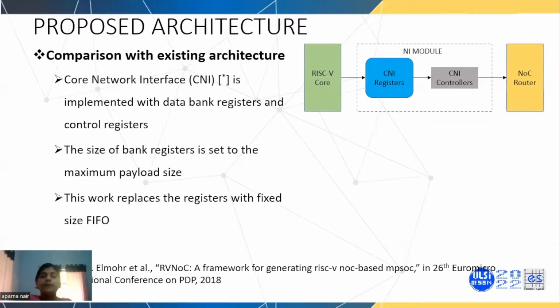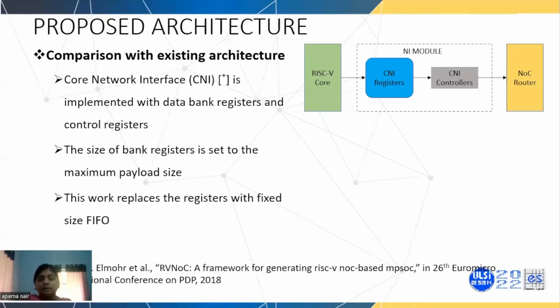Now we have compared our proposed architecture with an existing architecture in the literature. This is the block diagram for the architecture that we have referred to in our design. There they have implemented this NI module with some data registers and control registers and some controllers. The block indicated as CNI controllers does a similar function to our packet maker and flit maker module, where a state machine is used and the flits are formed.